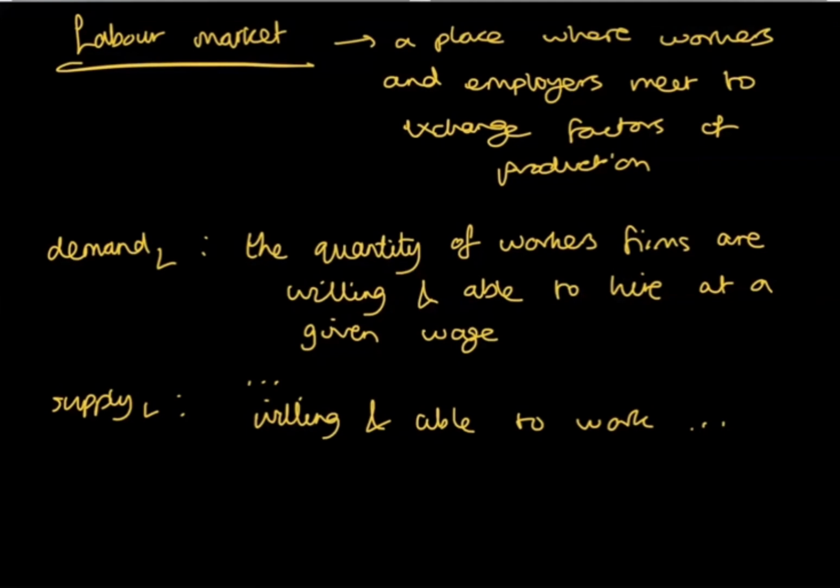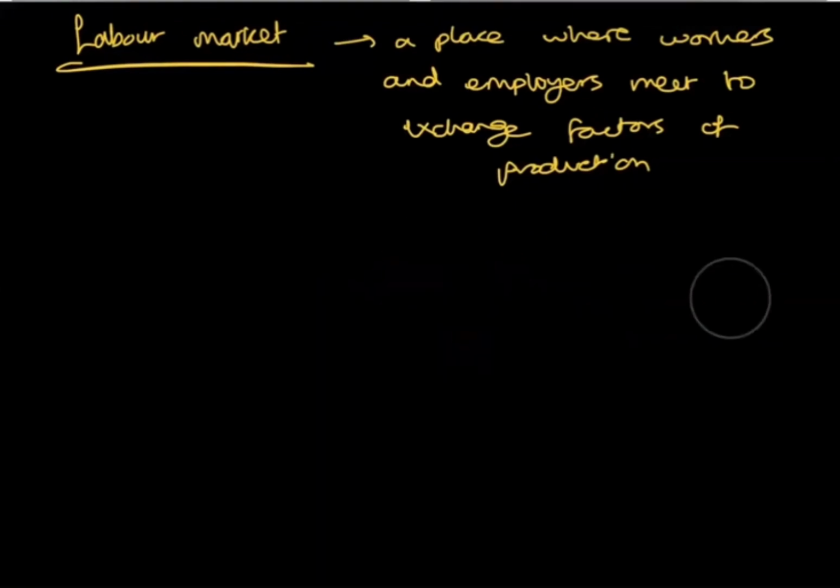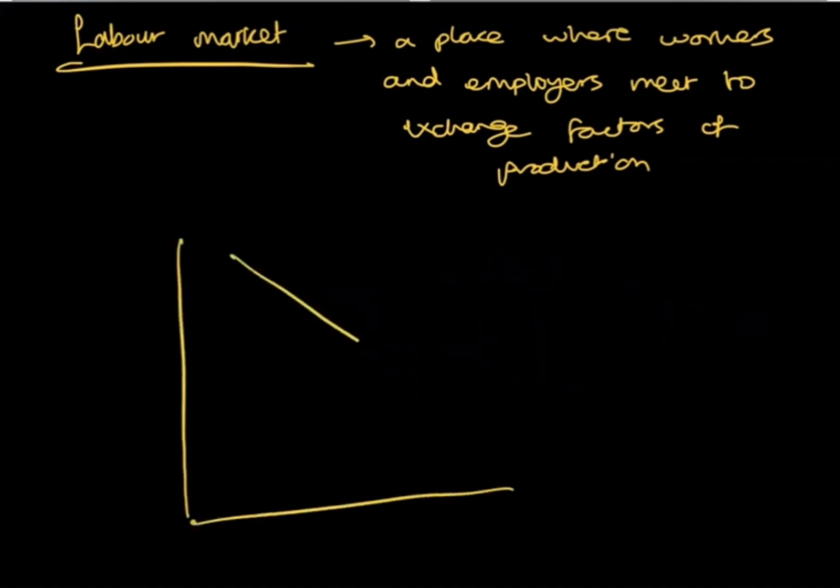Okay. Then the next thing is the slope. So we need to know why demand is still downward sloping and why supply is still upward sloping. So why is demand downward sloping? Well, also on these axes is wage and number of workers. Or is it because if the wage is higher, firms aren't going to be able to hire as many workers?